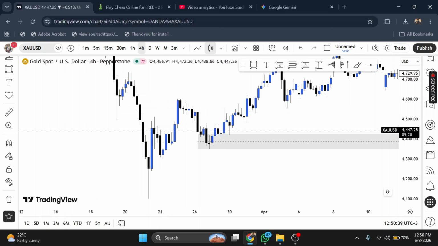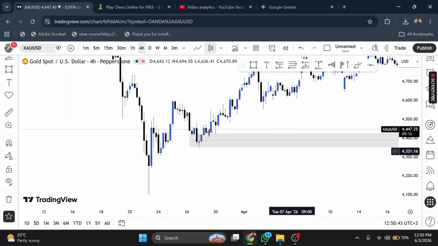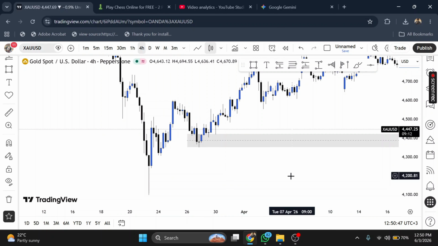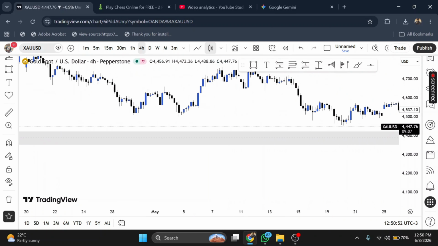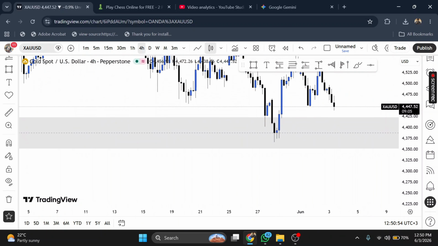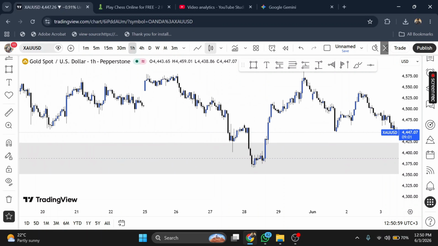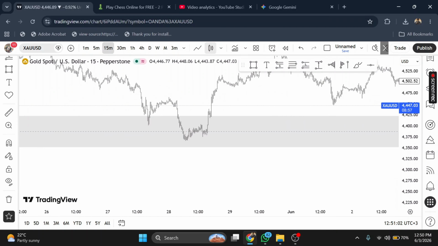You remember what another block is? This, the last candle before an impulsive move, the opposite candle, this one. It's a doji. Okay, so then after that, we came here, we entered into the 1 hour, 15 minutes.